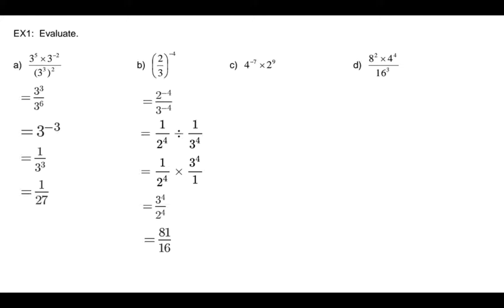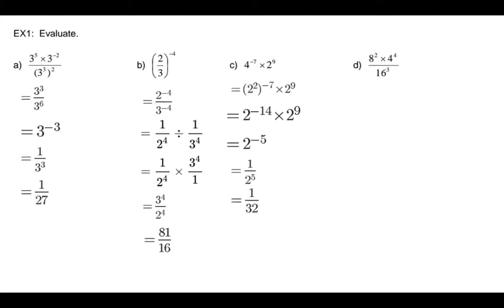4 to the negative 7 is 1 over 4 to the 7. Sorry, these weren't the same base. And so now, in the same theme of counting the number of 2's, what we're going to do is try to count the number of 2's here. Now, 4 is 2 squared. 2 squared to the negative 7 is 2 to the negative 14. We can use the adding exponent law to get 2 to the negative 5 and say that's 1 over 2 to the 5. So that's 1 over 32.